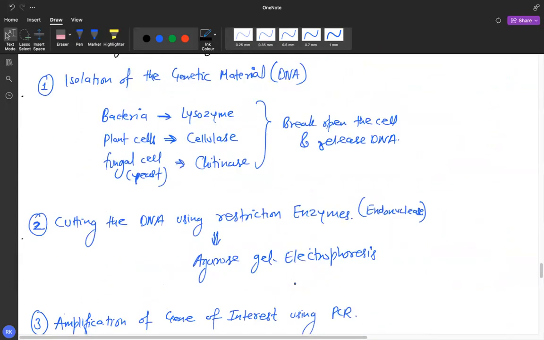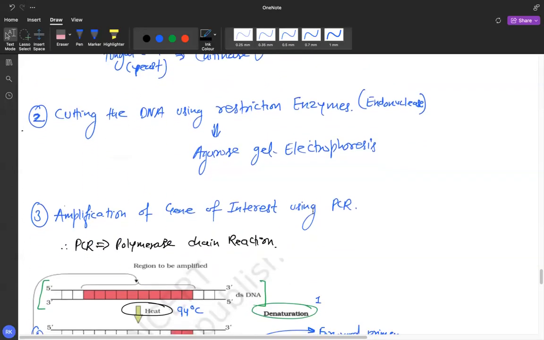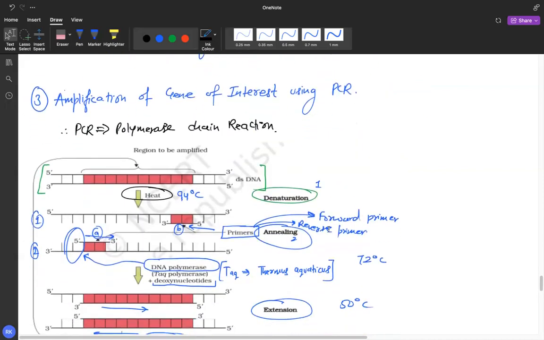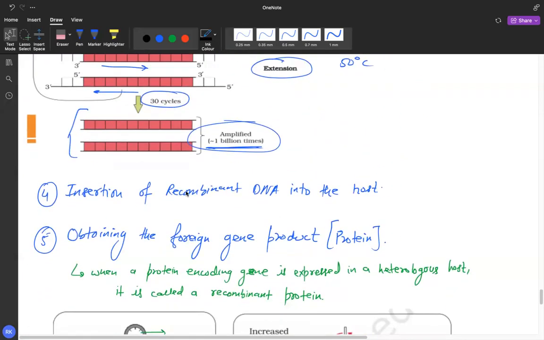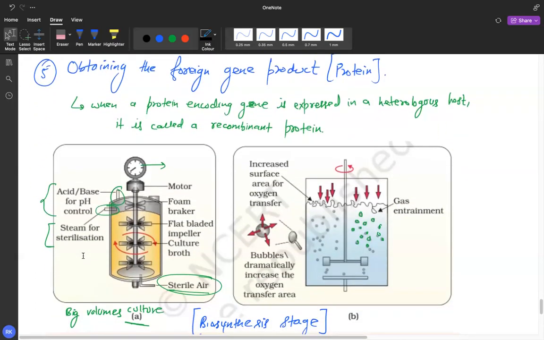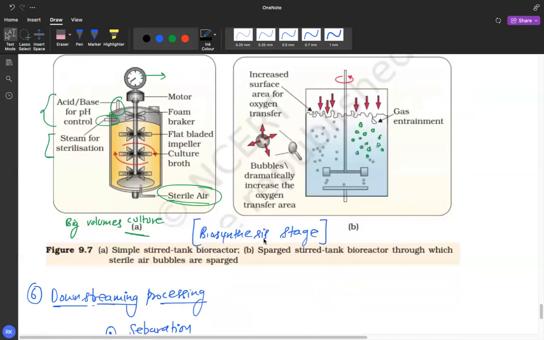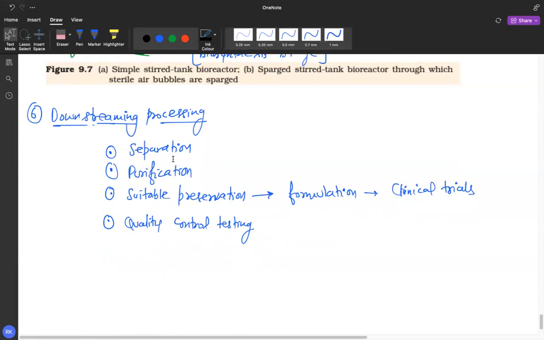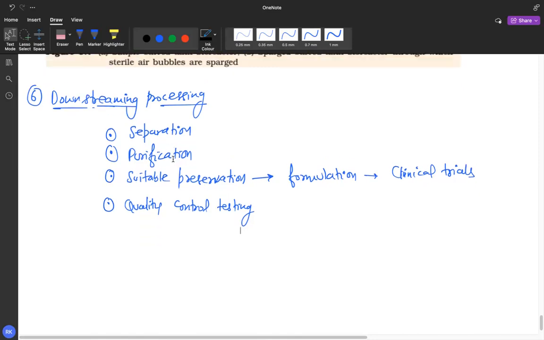Isolation of genetic material, cutting that DNA using restriction enzyme to get your desired gene fragment, amplifying your gene fragment using PCR. Once you have amplified that, insert it into a plasmid to make recombinant DNA, and then insert that recombinant DNA into the host, and then let that host cell grow in big cultures to get the final gene product, which is protein. And once that has been done, then you separate it, purify it, take out the protein, make a proper formulation in which that protein can be active and preserved, and then go through quality control testing, and it's done. Any doubts here, people?